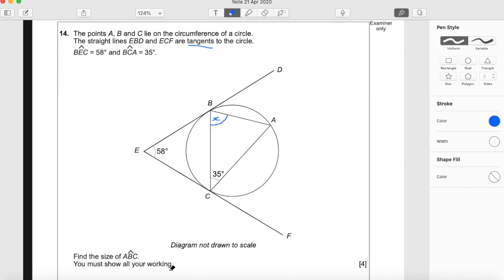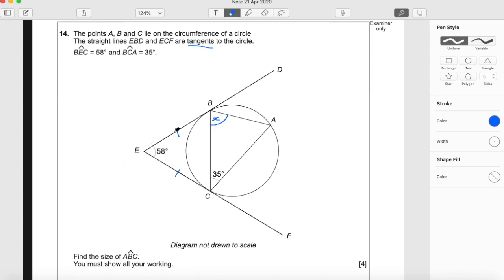You must show all your working, but there's nothing here telling us we need to explain our decision, so I'll just do all of my working on the diagram. The straight lines EBD and ECF are tangents to the circle and they're from the same point E. So we know that these two tangents are the same length. That's just a rule we have in maths. You'll find it in any good revision textbook, so look it up if you don't know that: two tangents to the circle from the same point are the same length.